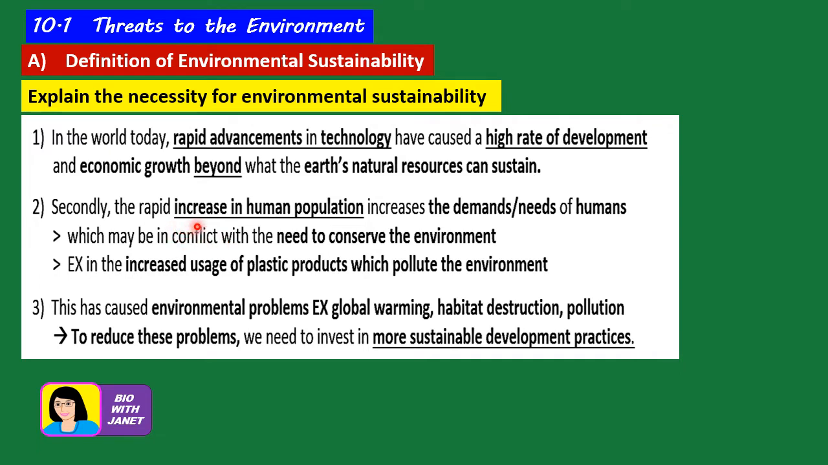Now, secondly, the rapid increase in human population increases the demands and needs of humans, which is very true. So our human population is growing at an exponential rate today, very fast rate, right? And we need a lot of things. We need housing, we need transportation, and also we need to eat, right? And also to use water, drink water, and so forth. So this may be in conflict with the need to conserve the environment. For example, in increased usage of plastic products which pollute the environment.